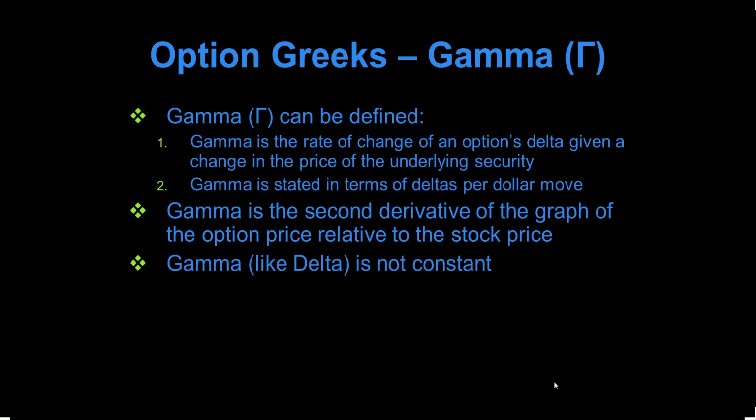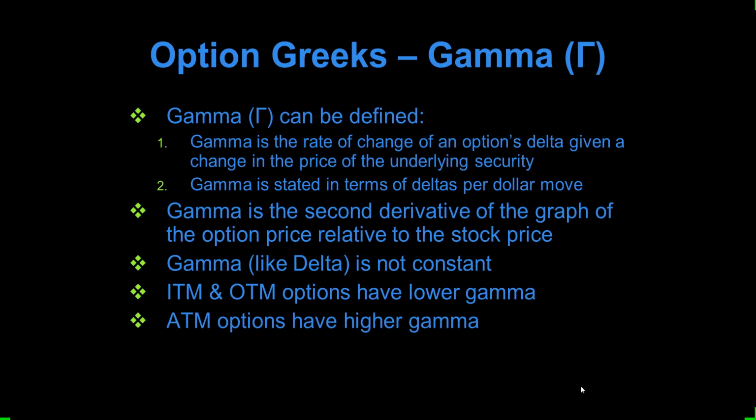Gamma, like delta, is not constant. Man, it'd be really easy if this stuff never changed, wouldn't it? You just put it on, you look at it, but that's not the case. It changes all the time. In the money and out of the money options have lower gamma. Why? Because you're further away, and a small change is not going to be a big change in delta. If you're around the 50, that's when you have the highest gamma.